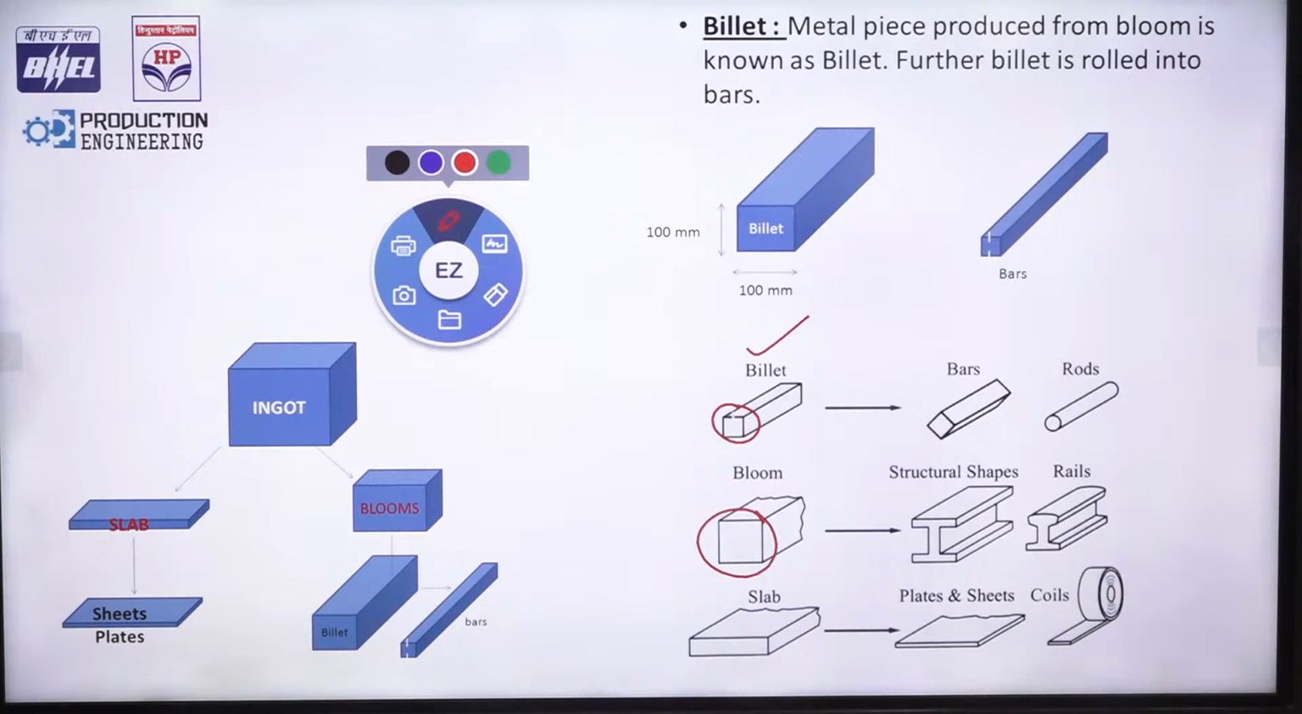Coils are very thin sheets, that is called coil. So coil is the very less size thickness sheets, right? So make up your mental map of this ingot. Then from ingot you can get either slab or bloom. From bloom you can get billet or bar. This is how it is related.